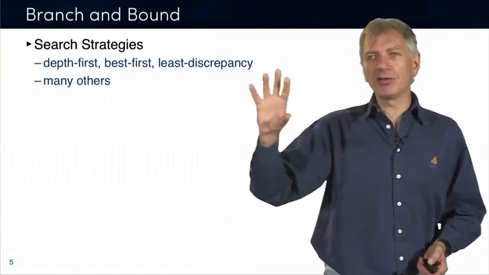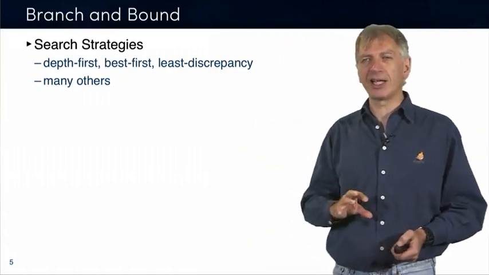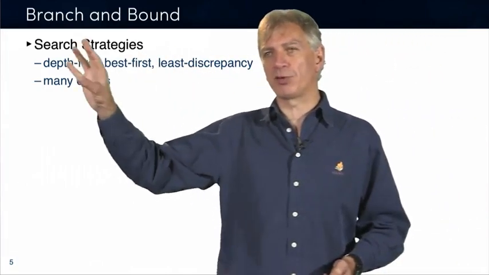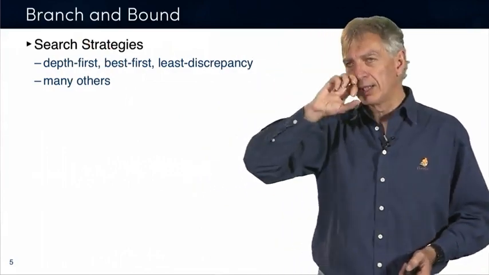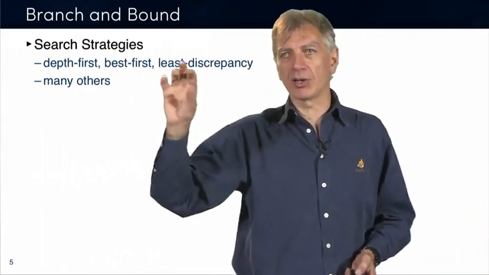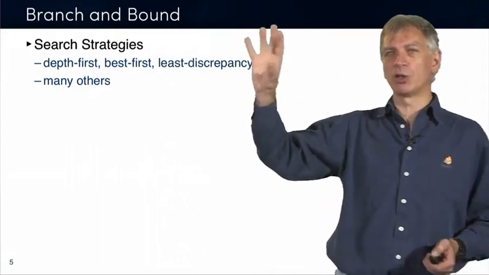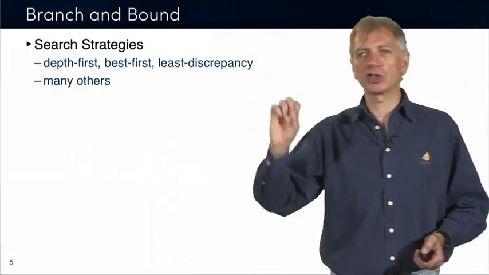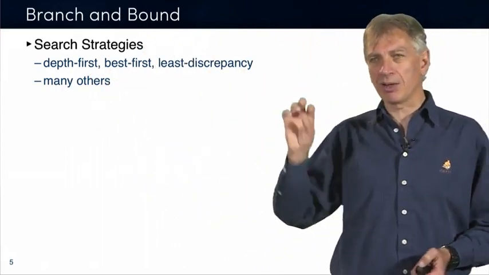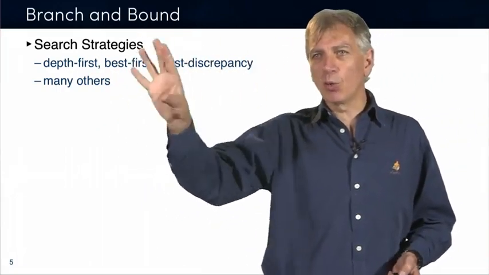Now, one of the things that I didn't talk about last time is that you can search that tree in many different ways. So we saw depth first branch and bound, and I will talk a little bit about it again, to refresh your memory. But there are other things that you can do. And some of them are called best first search, or limited discrepancy search, and that's what I want to cover today.